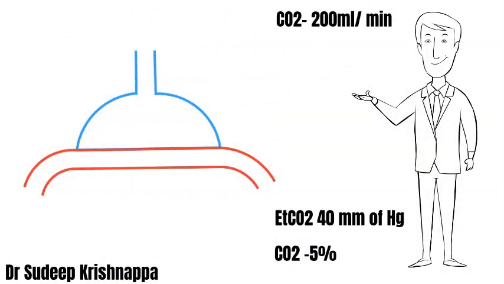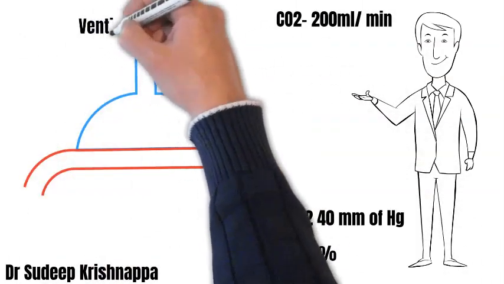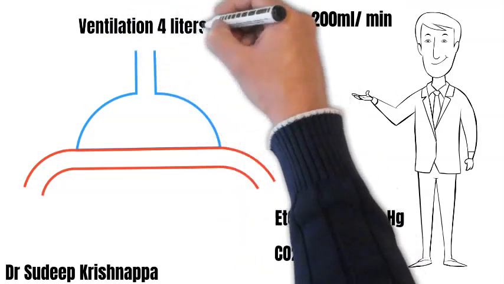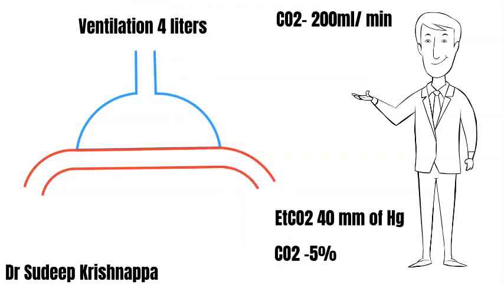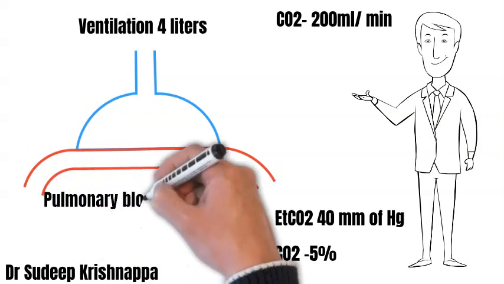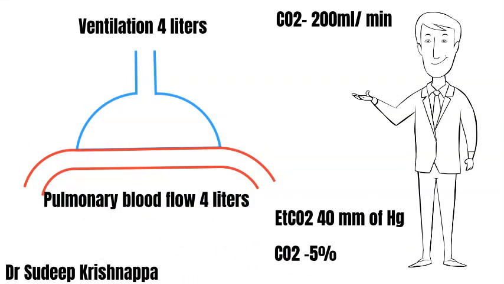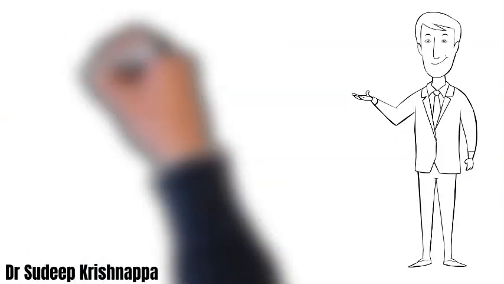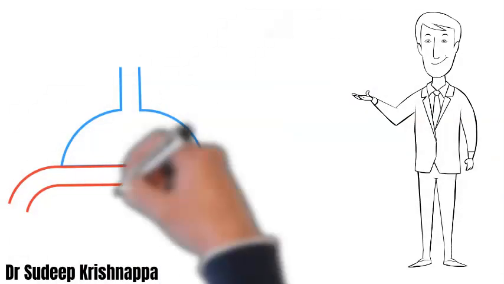Now, if we have understood this concept, we move on to the next few slides wherein we see the effect of altering ventilation as well as pulmonary blood flow and the effect it has on CO2. Now, in the scenario depicted in the next slide, we keep the perfusion constant at 4 liters. However, we see what happens if we double the ventilation to about 8 liters instead of 4 liters.